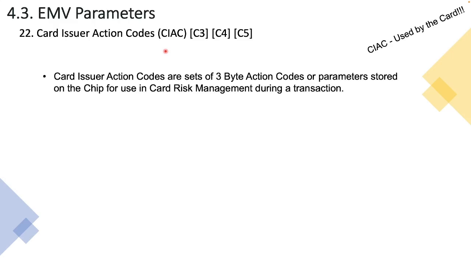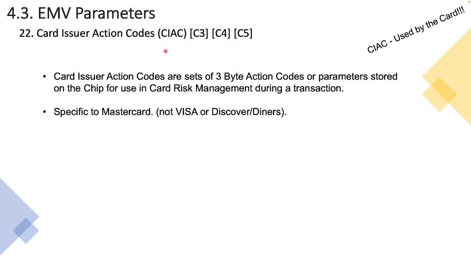Right? If you compare it to issuer action codes, even though they're stored on the card, they're never used by the card. They are passed on to the terminal. Okay, so for this 3-byte value, just remember: card issuer action code, personalized to card, used by the card, never shared with the terminal. Okay.